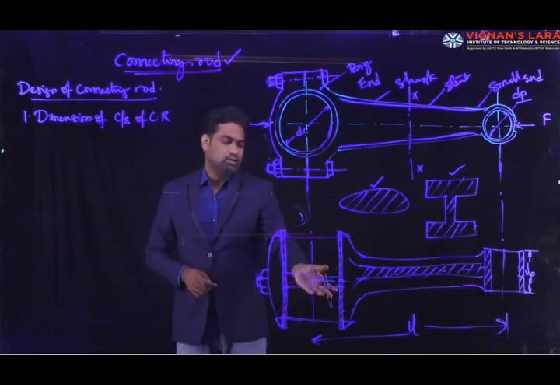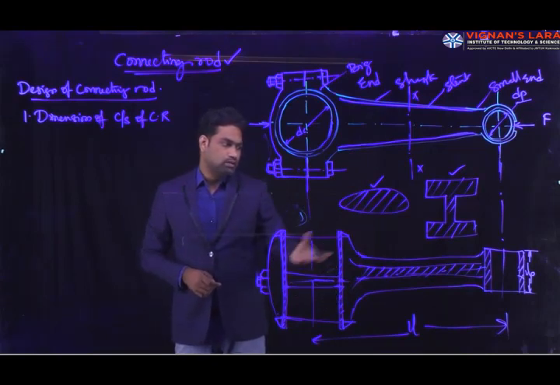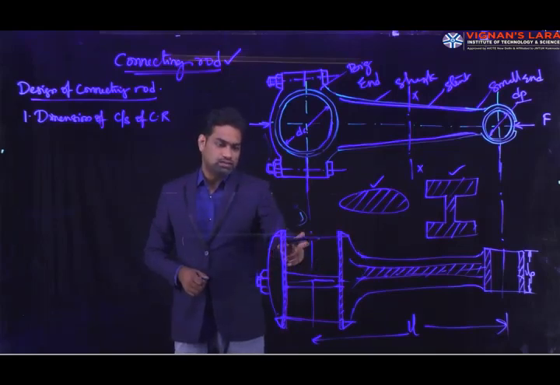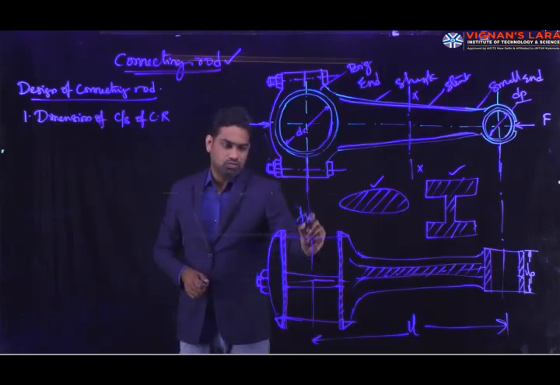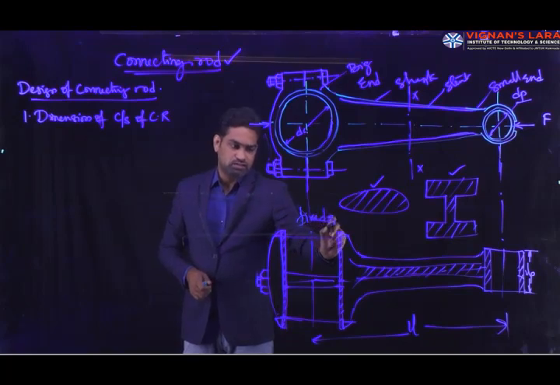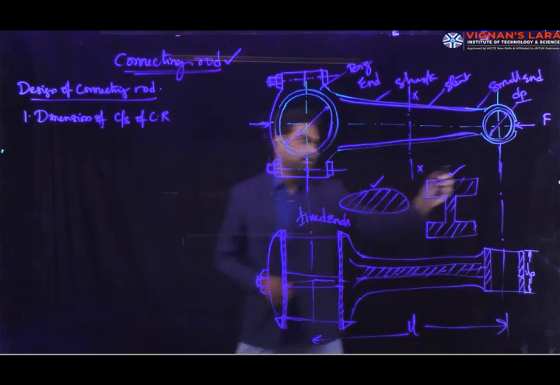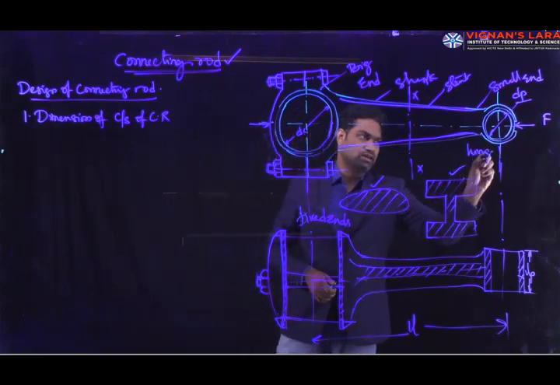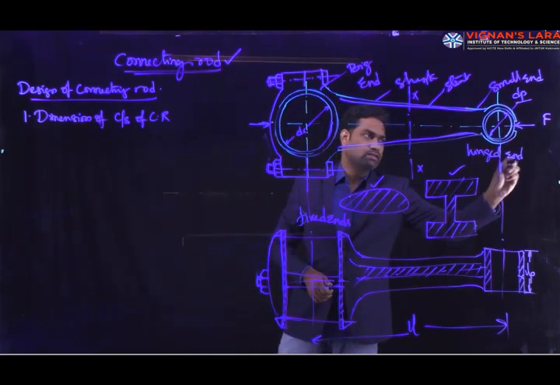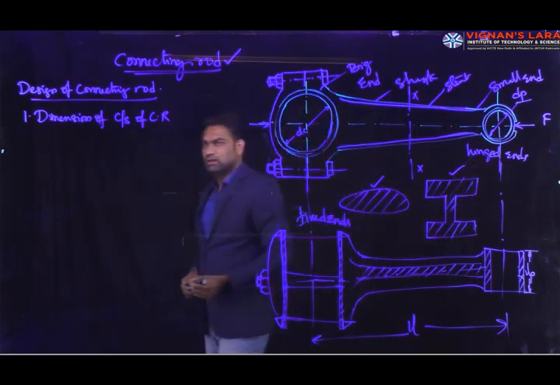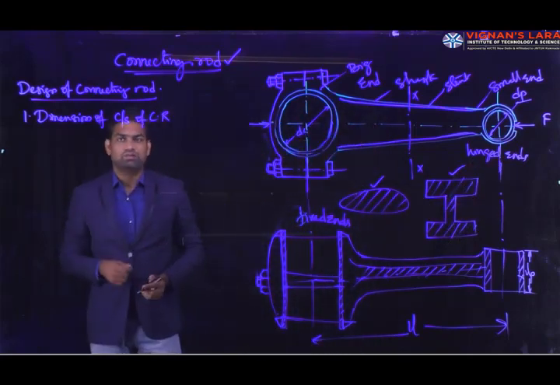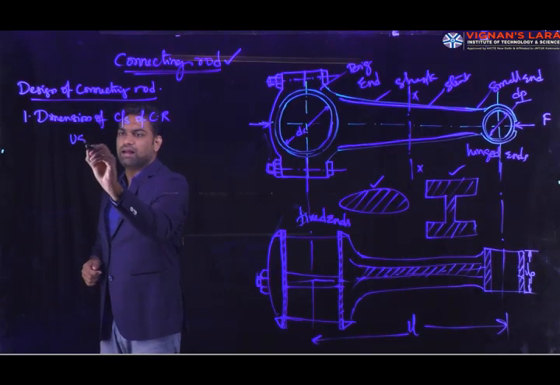Here there is no movement observed at both ends, that is the small end as well as the big end. So this is fixed ends in the top view, about the y-axis, but about the x-axis these ends are hinged ends. By considering this as a strut, the cross section details of the connecting rod are calculated using Rankine's equation.